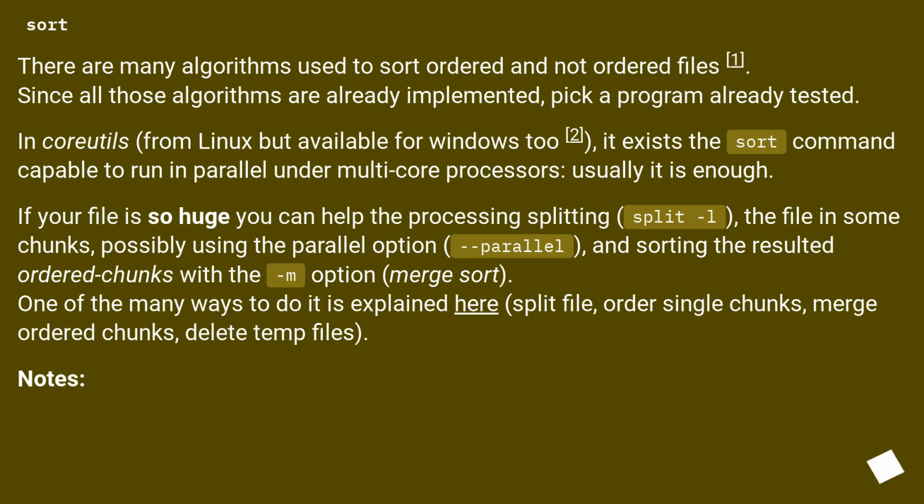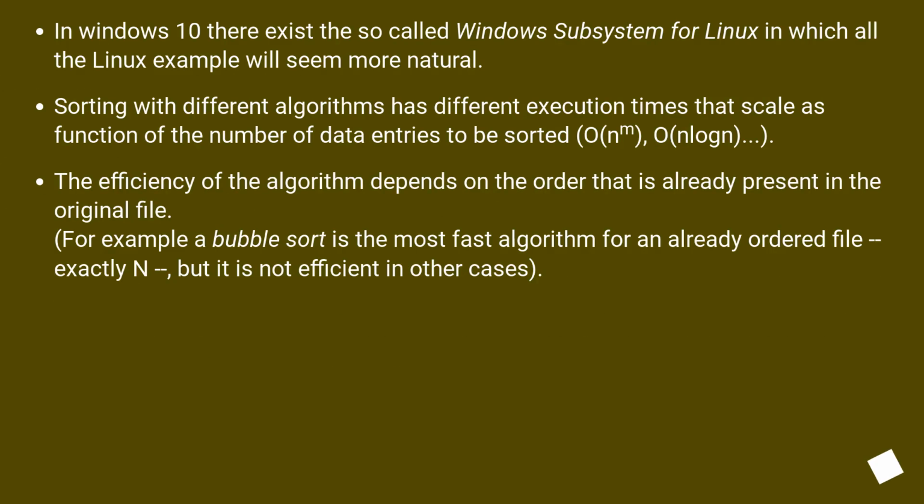If your file is so huge, you can help the processing by splitting the file into some chunks, possibly using the parallel option, and sorting the resulting ordered chunks with the -m option, merge sort. One of the many ways to do it is explained here: split file, order single chunks, merge ordered chunks, delete temp files. Notes. In Windows 10 there exists the so-called Windows Subsystem for Linux, in which all the Linux examples will seem more natural.